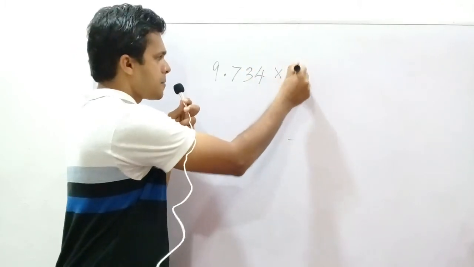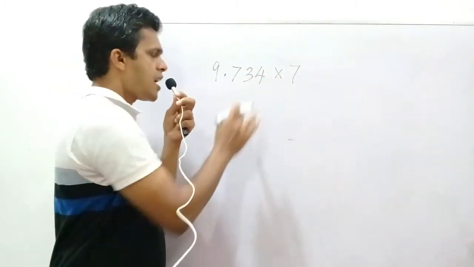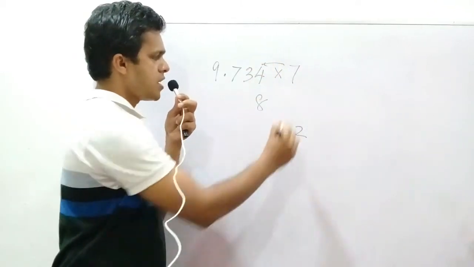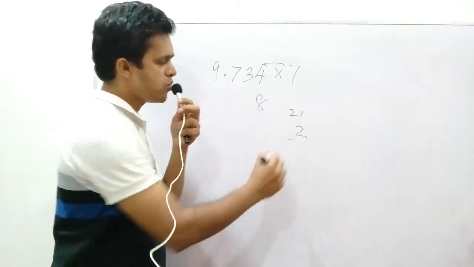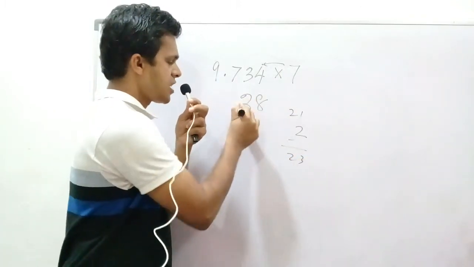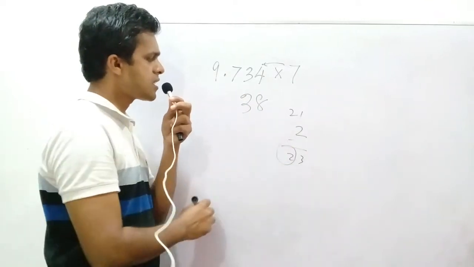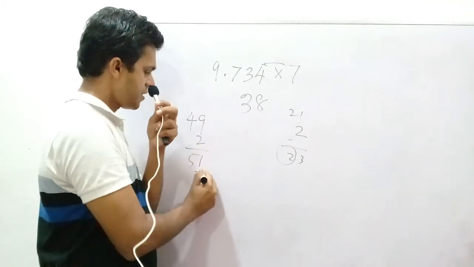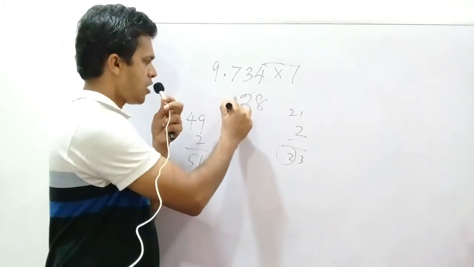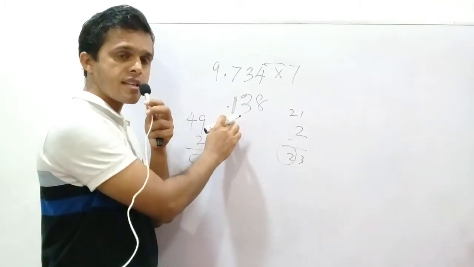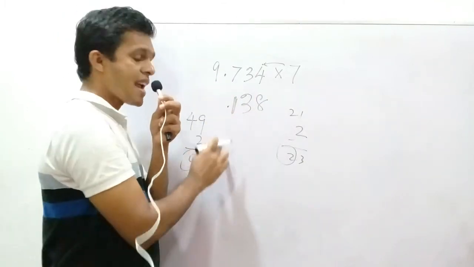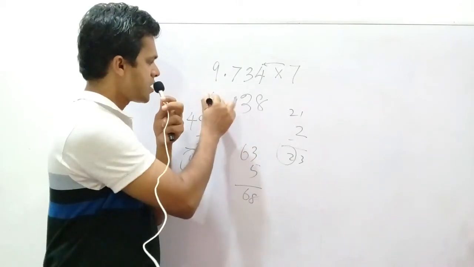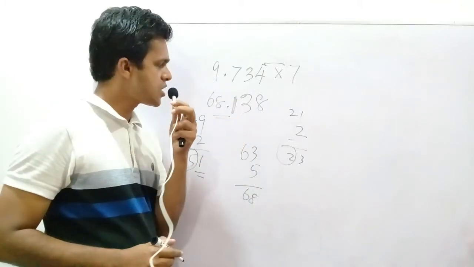Next one. 9.734 is multiplied by 7. 7 times 4, 28. Remain these 2. 7 times 3, 21. 21 plus 2, 23. Put 3. Remain these 2. 7 times 7, 49. 49 plus 2, 51. You have to write here 1. The remainder is 5. 7 times 9, 63. 63 plus 5, 68. So the answer is 68.138.